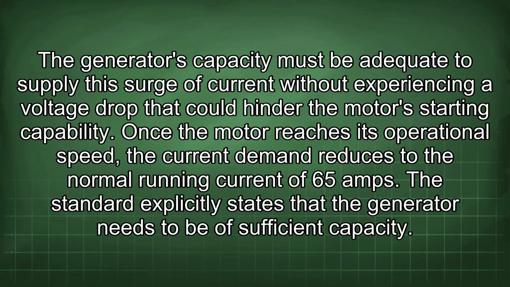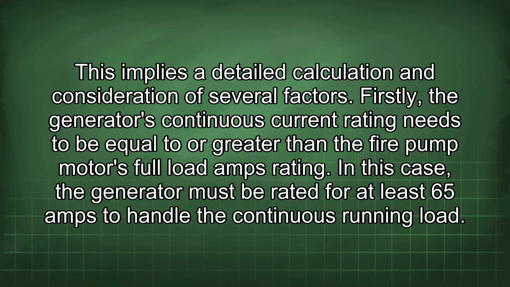The generator's capacity must be adequate to supply this surge of current without experiencing a voltage drop that could hinder the motor's starting capability. Once the motor reaches its operational speed, the current demand reduces to the normal running current of 65 amps. The standard explicitly states that the generator needs to be of sufficient capacity. This implies a detailed calculation and consideration of several factors.